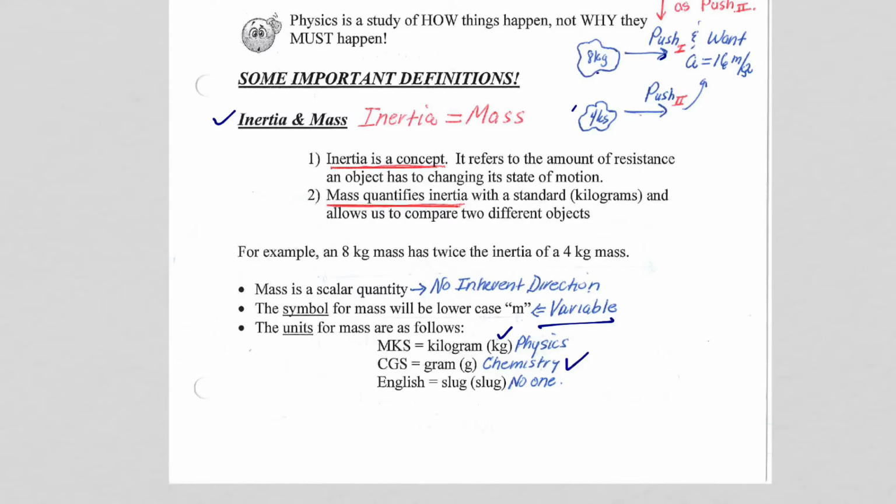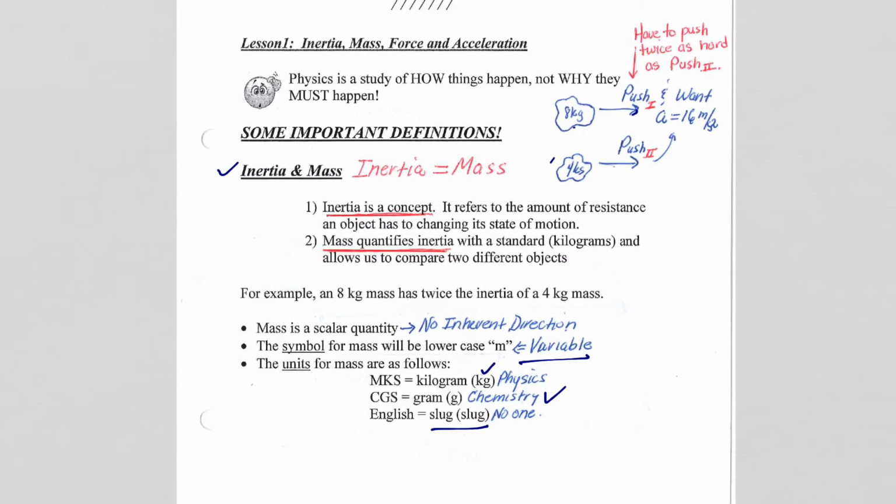And believe it or not, the English unit for mass is the slug. And no one ever uses slugs. I've never seen any use of the word slug, so if you find one, you can let me know. I would be interested to know what industry or scientists would use that. I do not know of any.